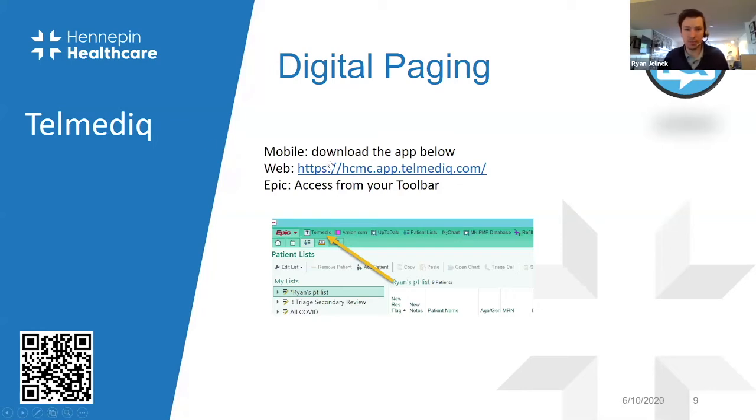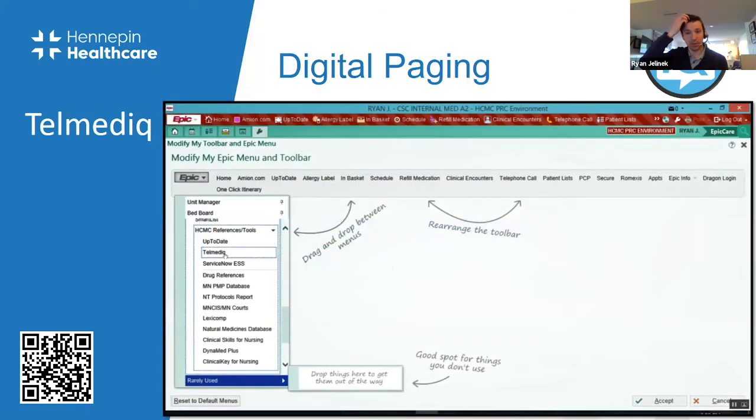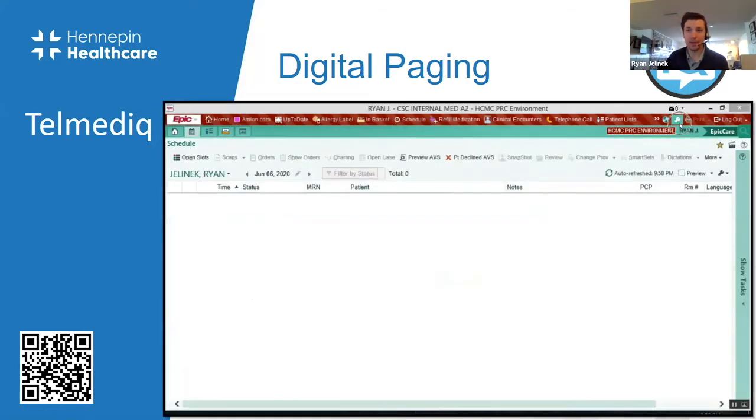So within Telmetic, there's the mobile app, but you can also get to it on the web. And then you can actually add it to your Epic toolbar, which I have found is usually the easiest way to do it. If you know who you're going to page, you can click on the little Telmetic link. So this is just a quick recording of how to do that.